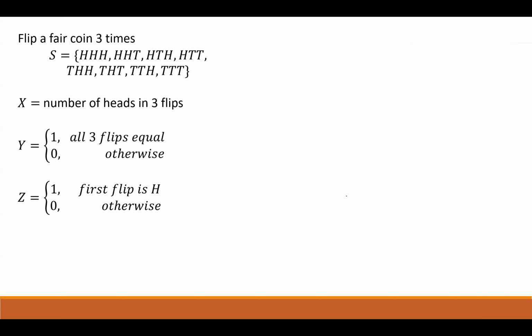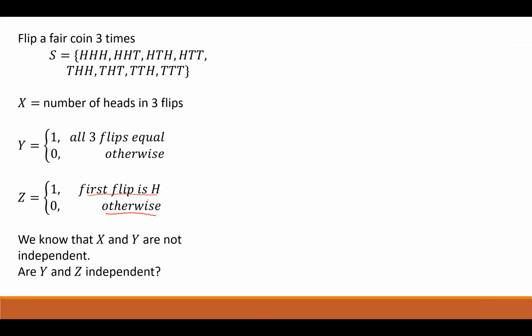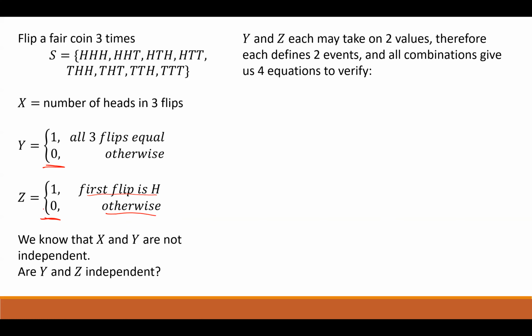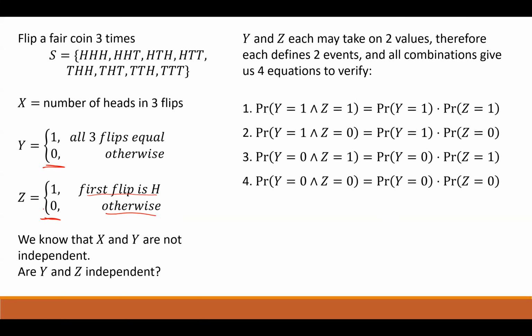All right, so let's introduce another random variable. Z is equal to 1 if the first flip is heads and 0 otherwise. We know X and Y are not independent, but what about Y and Z? In this case, we don't have 8 equations to verify. Y has 2 values and Z has 2 values, so Y has 2 events, Z has 2 events. We have to look at all combinations, so in this case there are going to be 4 possibilities.